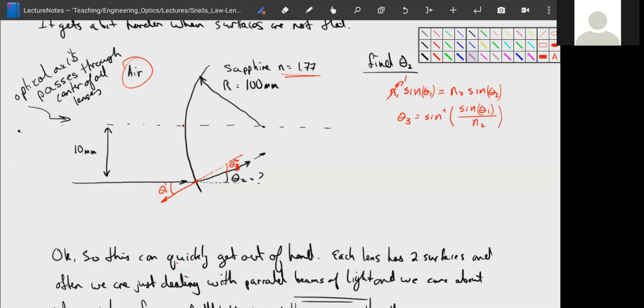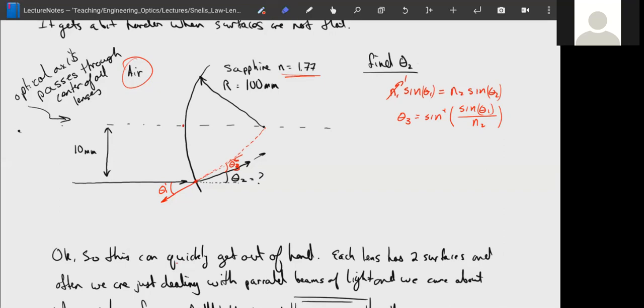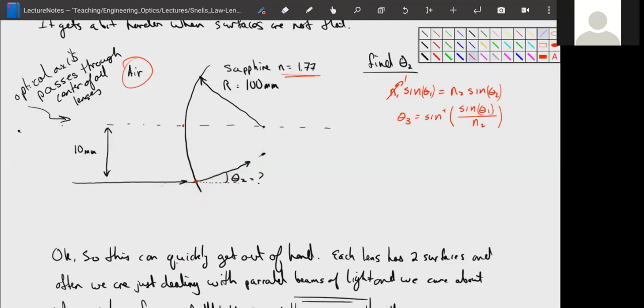Now the question is, what is our theta 1? Luckily we can draw this line, and it has to curve a little bit. I didn't do a very good job of drawing it. Actually, let's erase all this and try again to make sure this looks clean. Our surface normal is going to come from the center of our circle and pass to the point of intersection of the ray. Then we can define our theta 1 and our theta 3.